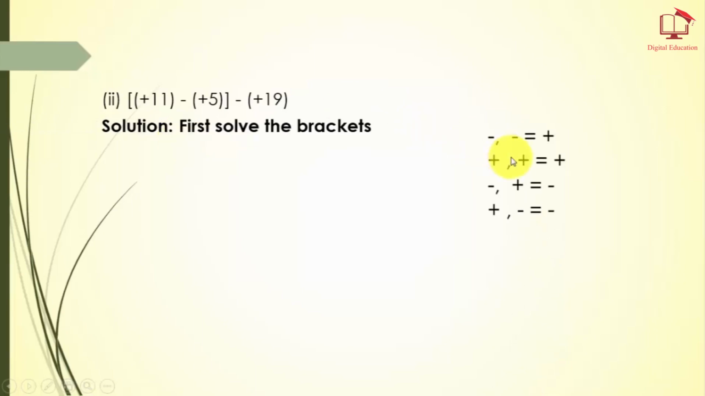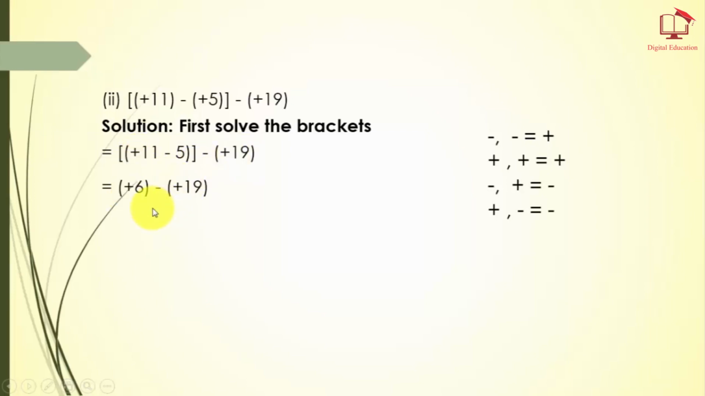Part number 2, firstly we will solve the bracket. Same again, minus minus plus, plus plus minus, minus plus is equal to minus, and plus minus is equal to minus. Here you can see here we have plus and here we have minus. If we multiply these two symbols, the answer is minus. Now plus minus minus 11 minus 5 we have 6, and you know that 11 is a larger integer and it has a positive sign. We write here positive.